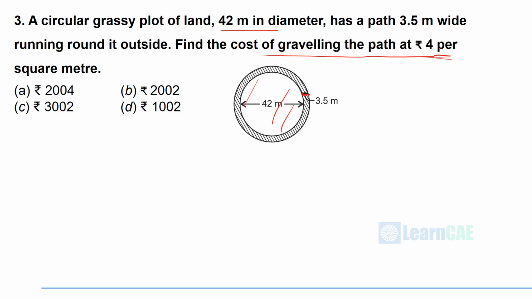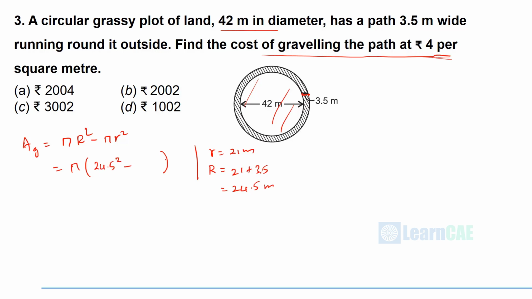So to find out the area, we have to subtract the outer circle area minus the inner circle area. So area of the grassy part is equal to pi r square. Let capital R be the outer circle radius and small r be the inner circle radius. So we will take pi in common. So we can calculate small r is 42 by 2, which is 21 meter, and the big one is 21 plus 3.5, which is equal to 24.5 meter.